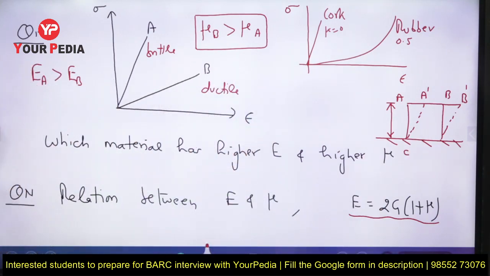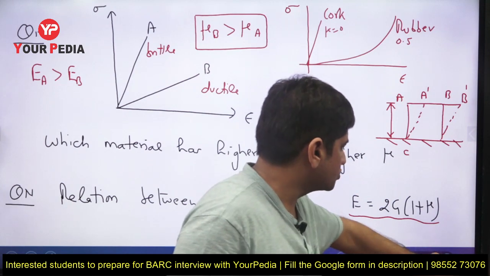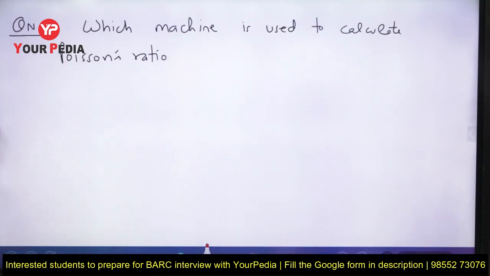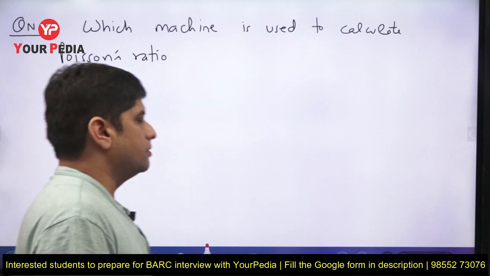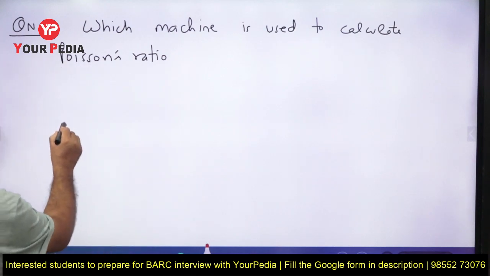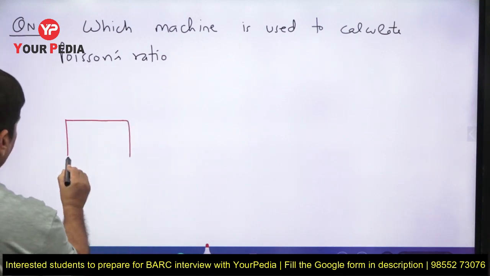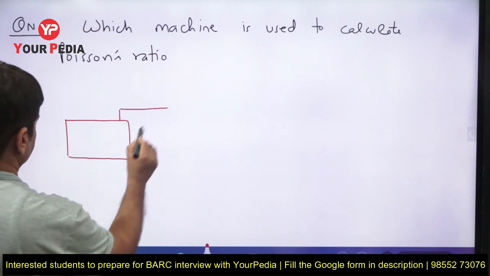So yes, we need to see the impact of change in G also, E also, and then only could we have commented on this. So yes, the thinking was important. Which machine do you use to calculate Poisson's ratio? Any idea about that? If I ask you which machine is used to draw the stress strain diagram, any idea?